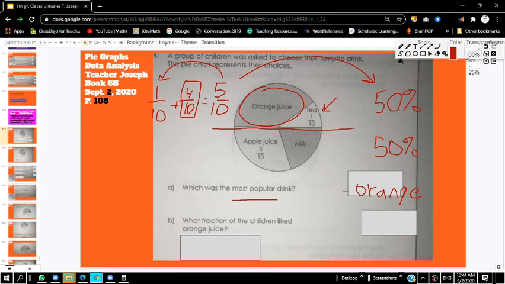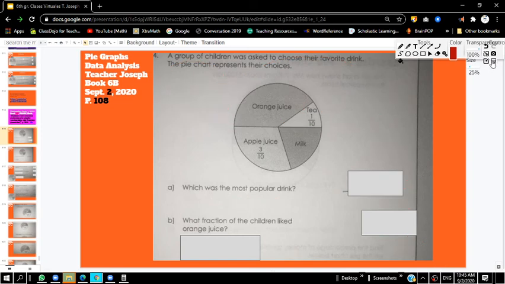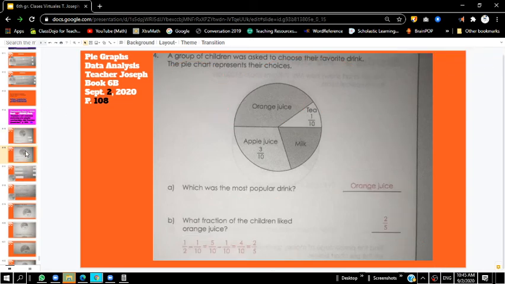All right, so the answer for letter B is 4/10, which we can simplify into another equivalent fraction just by dividing by 2. Divide 4 by 2, we get 2, and divide 10 by 2, we get 5. So 2/5 is your final answer. Let's look at number 4C on page 108. All right, let's go to letter C.